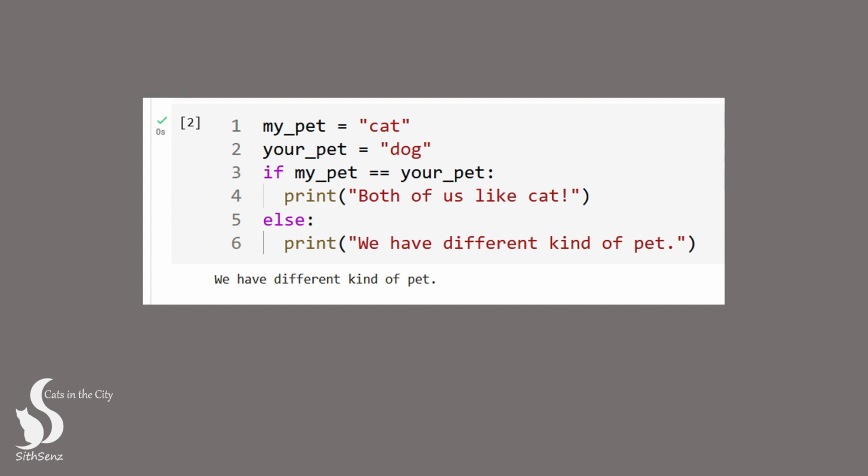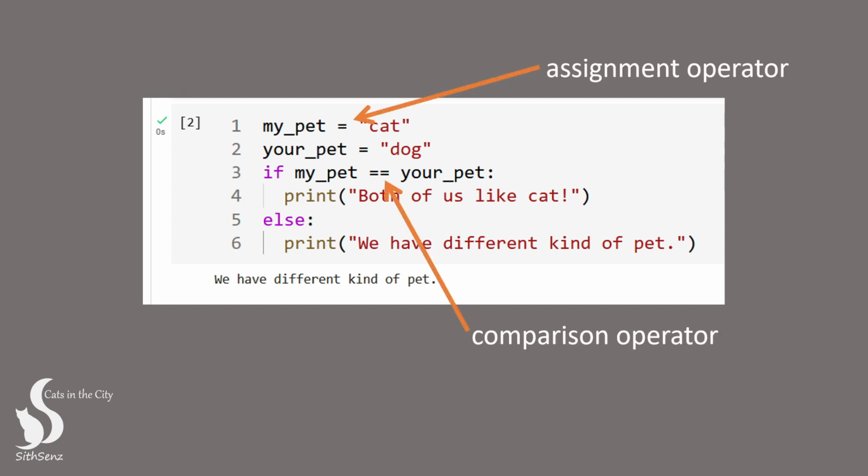Sure. My pet is cat. Your pet is dog. If my pet is equal to your pet, print, both of us like cat. Else, print we have different kind of pet. Notice that a simple equal sign is actually an assignment operator, whereas a double equal sign is a comparison operator. You should always use the double equal sign instead of the simple equal sign in an if statement. Many new programmers make this mistake.